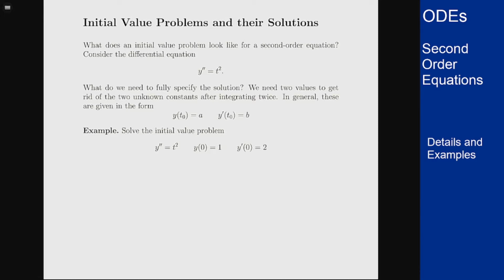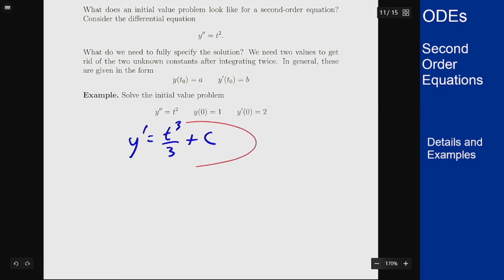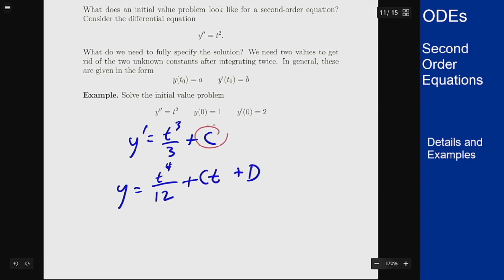If y double prime is t squared, with y of 0 equals 1 and y prime of 0 equals 2, this is a simple enough equation, depending only on t on the right, that I can just directly integrate twice. If y double prime is t squared, then y prime is t cubed over 3 plus c. Now I have to integrate this expression, and I get that y is t to the fourth over 12 plus ct plus d. Note that I also integrated this c to get ct.